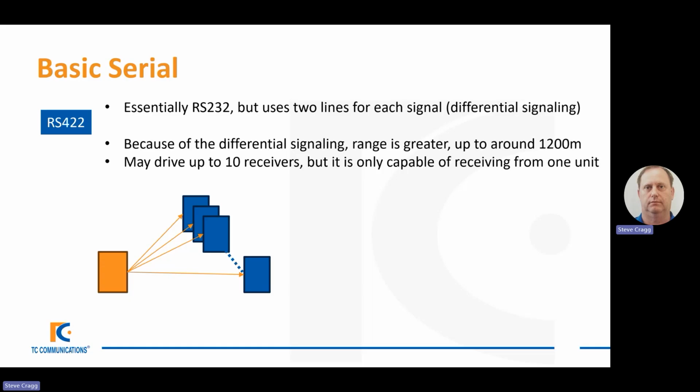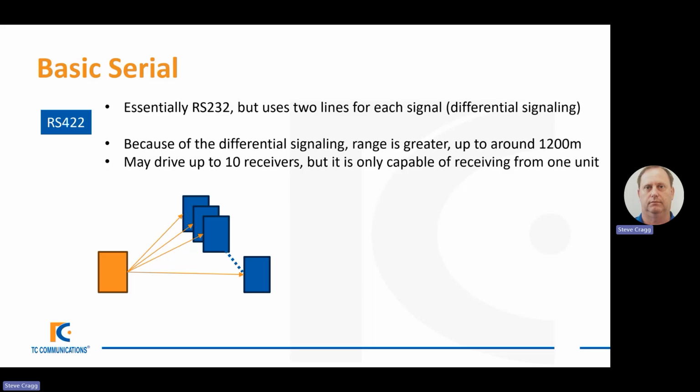With RS-422 as well, the standard defines that you can transmit from 1 unit to send data to up to 10 receivers on the same line. That is part of the standard. However, not all of those can respond. It is only capable of receiving data back from a single unit.